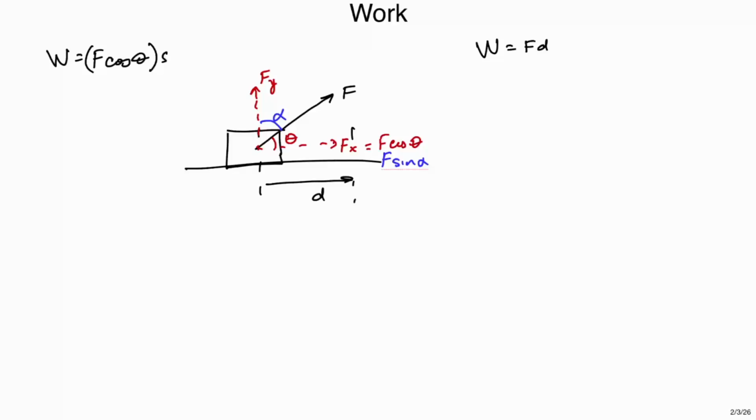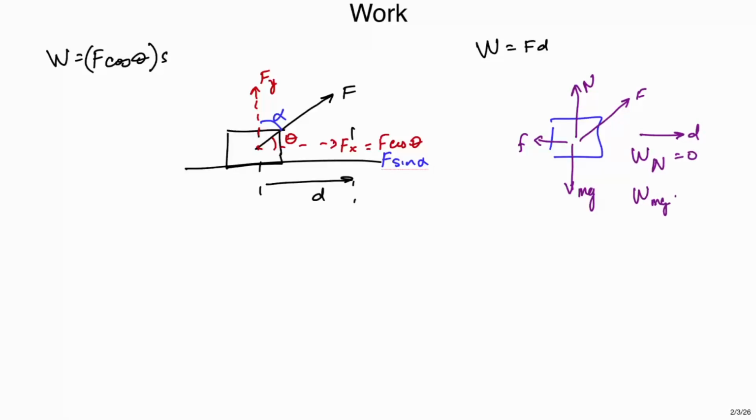That's not the only force, of course, that's working on this box. This box has a normal force, it has weight, it's got the pulling force, and it probably has friction as it slides. How much work is the normal force doing if the distance is horizontal? Zero. It's not doing any work at all. So the work due to the normal force is zero. What's the work due to the weight? Zero, because again, it's perpendicular to the distance.